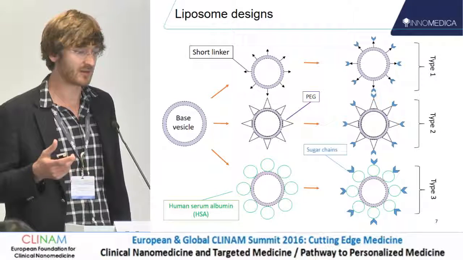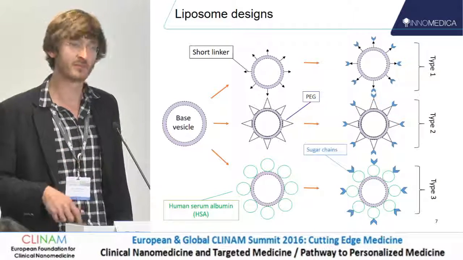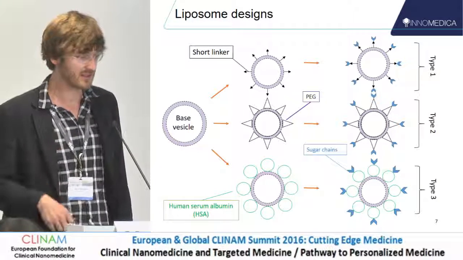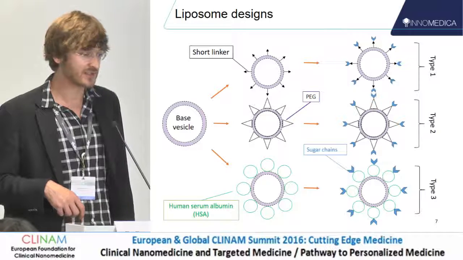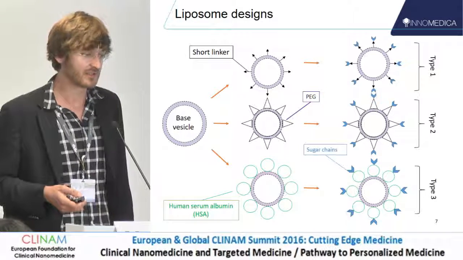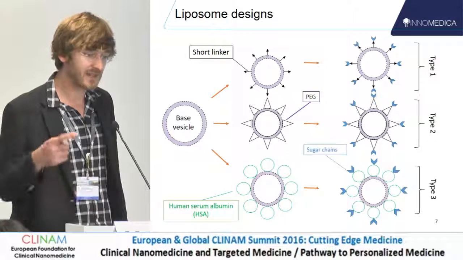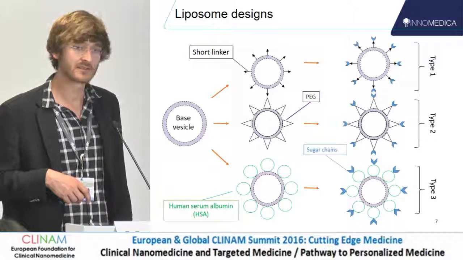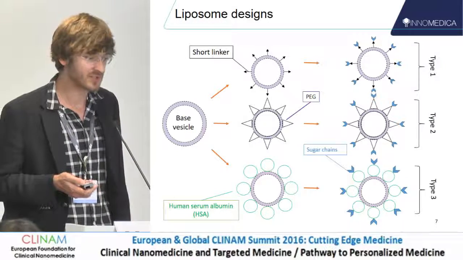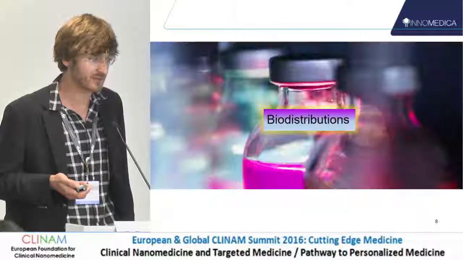There are a couple of different technologies available by which you can modify the surface. We used amine reactive chemistry with linkers, and by such we attached serum albumin, polyethylene glycol, or just very short linkers. The type 1 vesicle I will not further discuss in this session because it takes too much time, but actually with PEG and HSA we have done quite some work.